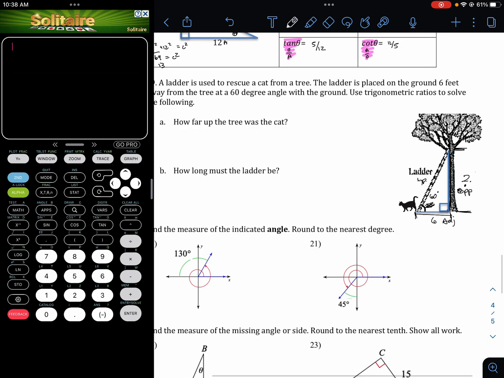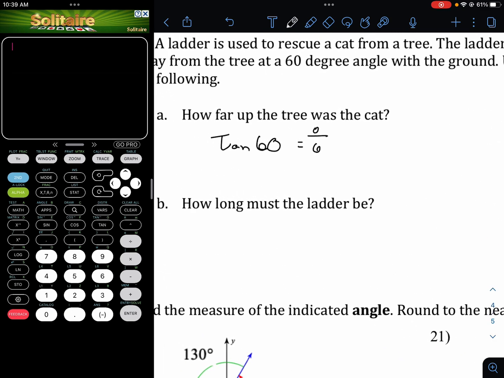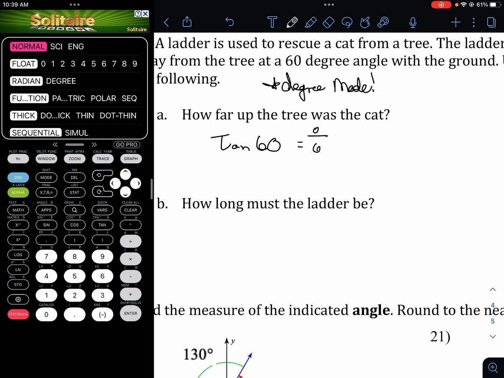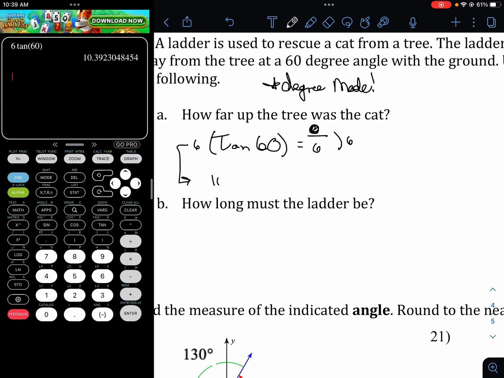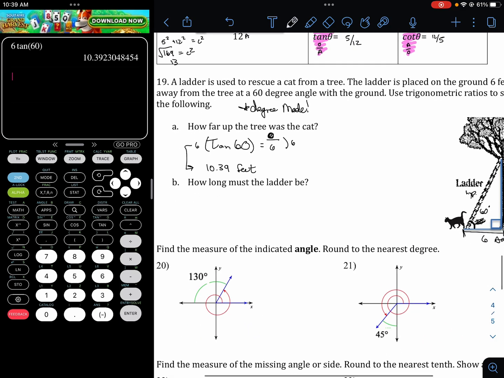How far up the tree is the cat? Well, let's look. We have the adjacent and opposite, which matches up with the tangent. So we're going to take tangent of 60 equals opposite, which we don't know, over adjacent. And please remember, need to be in degree mode. Making sure I'm in degree mode myself. I'm not, so I would get a funny answer. There's degree. Anyway, to solve for O up top, we're going to multiply each side by 6. So 6 tangent 60 means that cat was about 10.39 feet up in the air, up in the tree, okay?